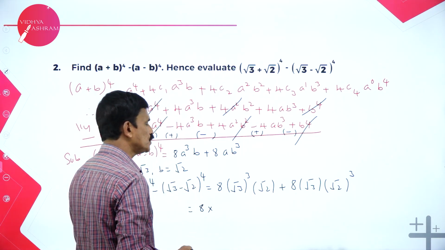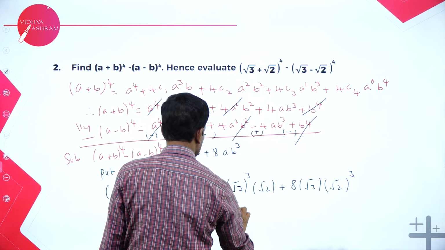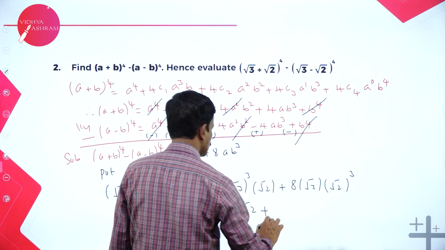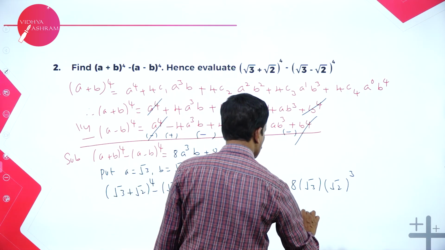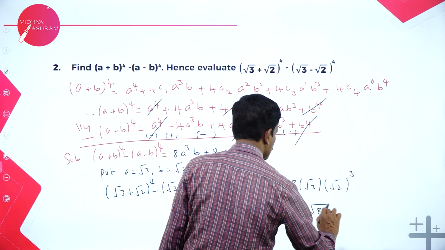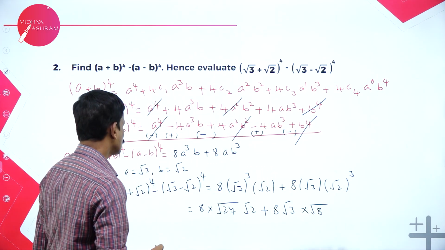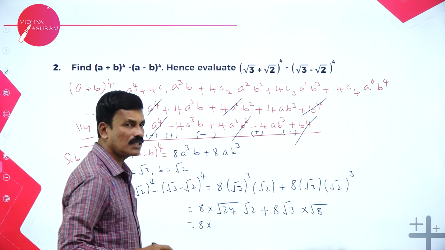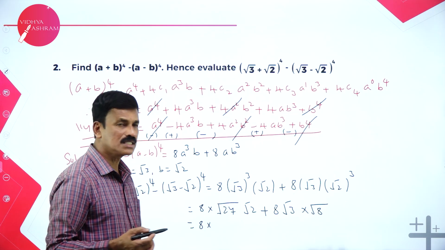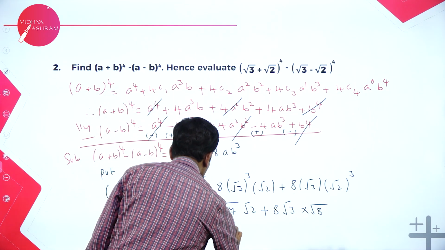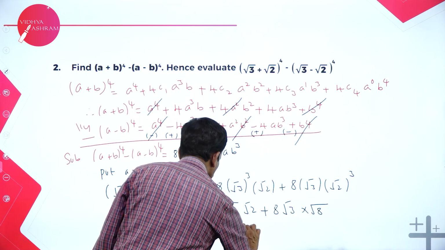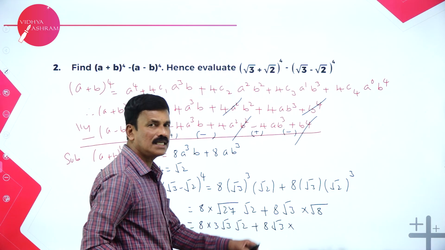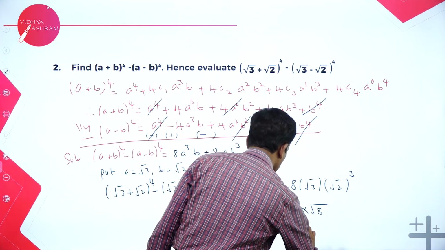8 into √3 into √3 into √3. Three 3s are 9, and three 3s are 27, into √2, plus 8√3 into (√2)^3, which is 2√2. So 27 can be written as 9 into 3, so (√3)^3 is 3√3, giving 8 into 3√3 into √2, plus 8√3 into 2√2.